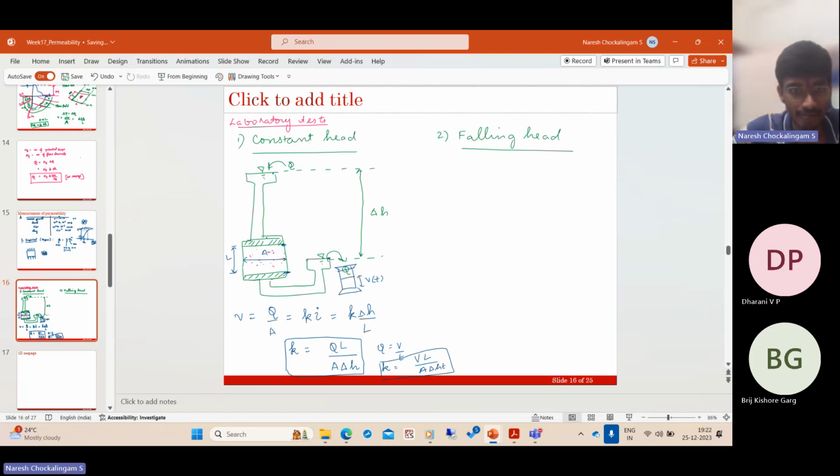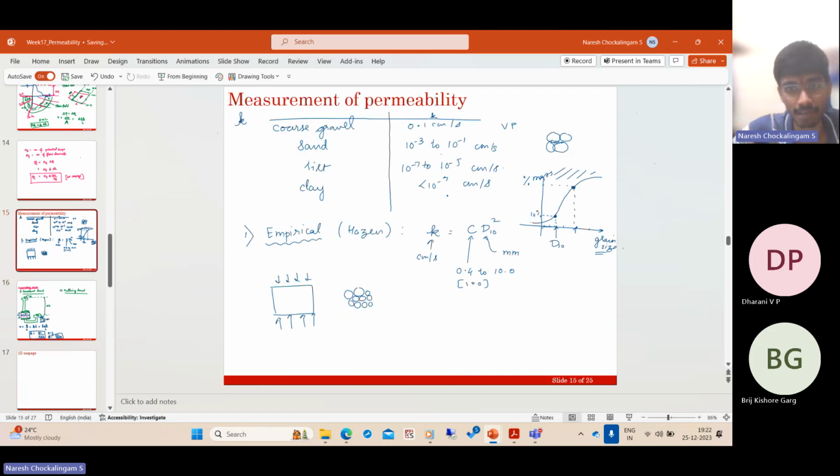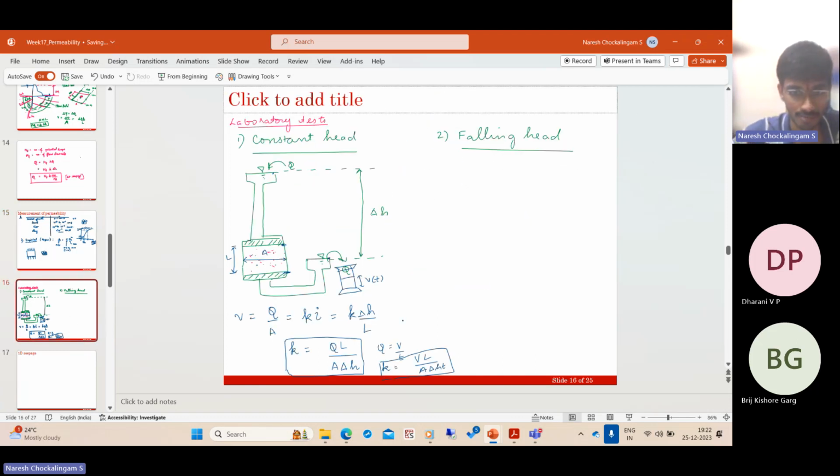Now the problem here is if we have a very impervious soil, say clay or something, the time you need to collect a measurable amount of water will be very high. As I said, clay has a permeability of something around 10 power minus 7 centimeters per second. If you substitute the values, you see that the time required will be in some days. And that will delay a lot of things. So instead of looking at the time taken to collect a fixed amount of water, they allow the flow rate to vary. That is the other case, which is called the falling head permeability test.